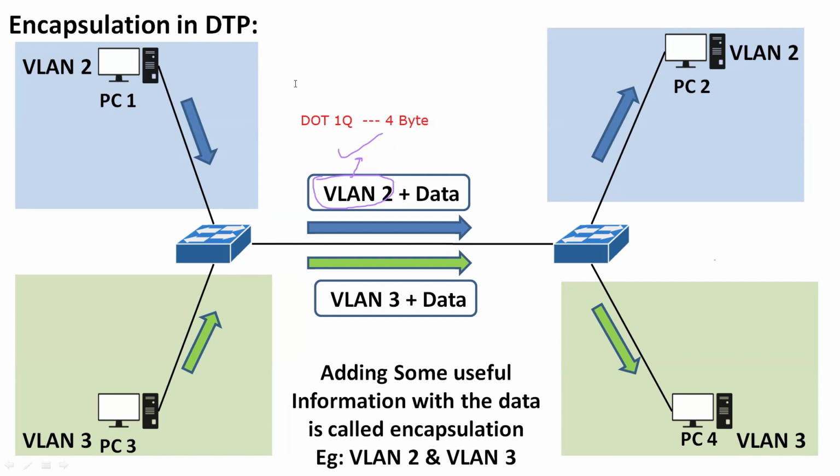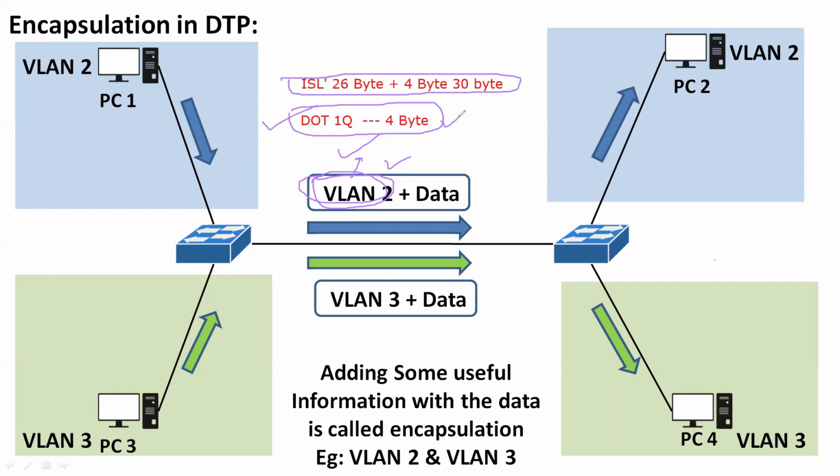If I talk about ISL, in case of ISL, it will add a total of 26 bytes plus 4 bytes of CRC. That means 30 bytes of data will be used to add this information. Dear, you can observe that in both of these encapsulations, only the VLAN number is added with the existing data. But one method is using only 4 bytes, the other method is using what? 26 bytes. So this is faster.